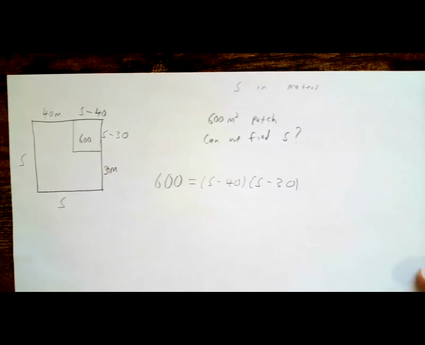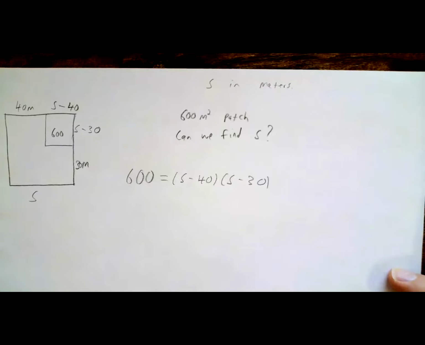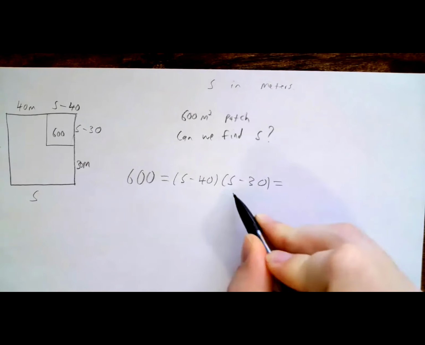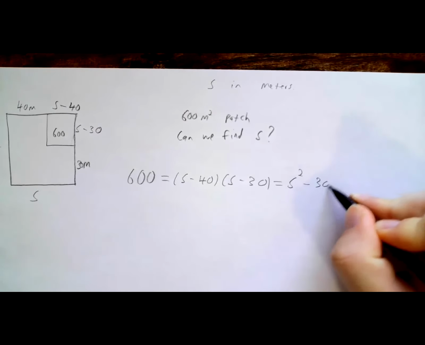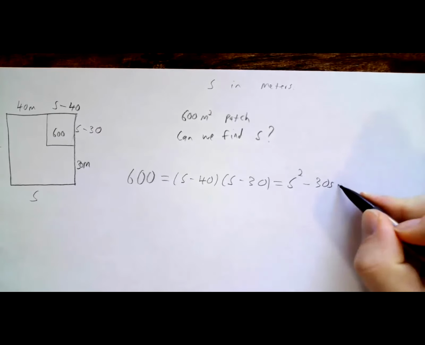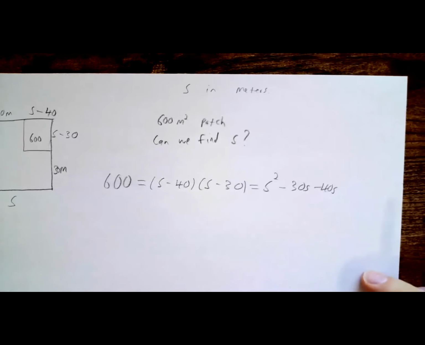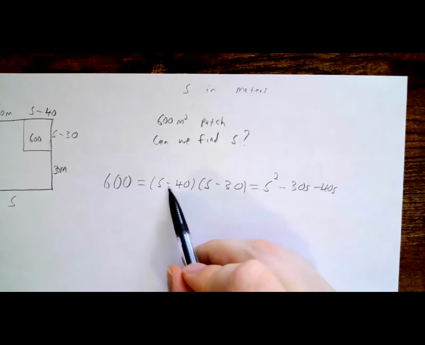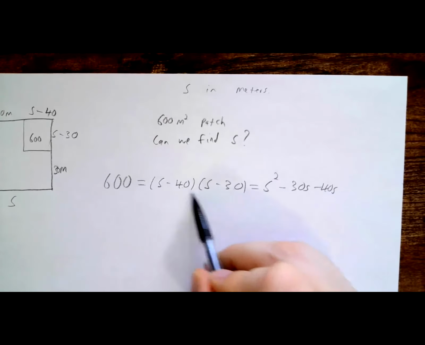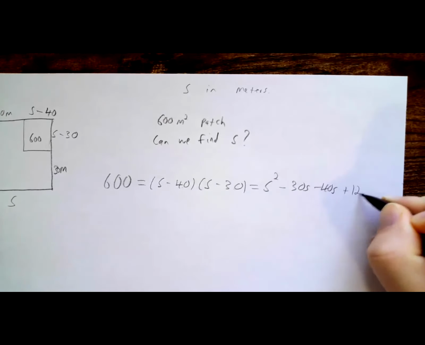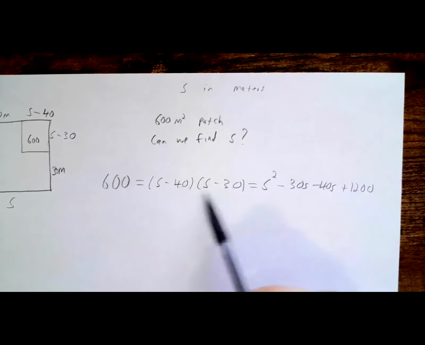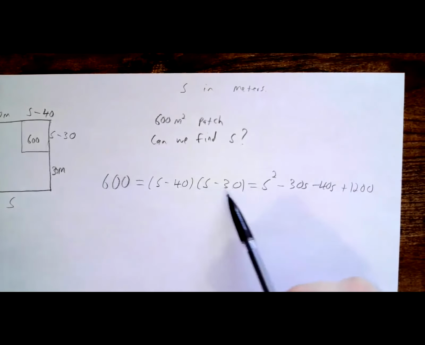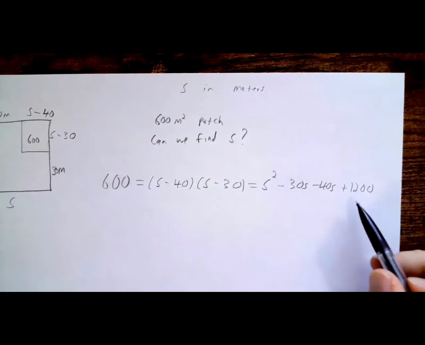What I want to do is first FOIL this out. So this will be S squared, and the outside gives me minus 30 times S. The inside gives me minus 40 times S. And what about the lasts? Negative 40 times negative 30 is 1200. How could I do that so fast? Well, negative 4 times negative 3 is 12. And then you've got 10 times 10, which is 100. So 1200.